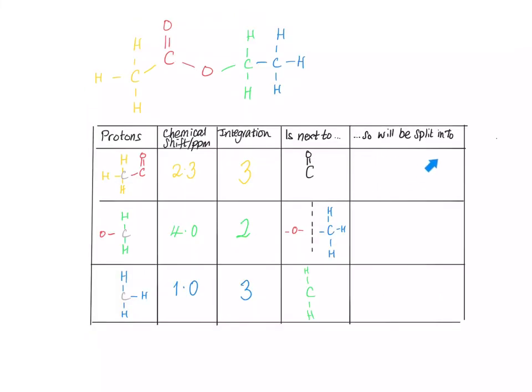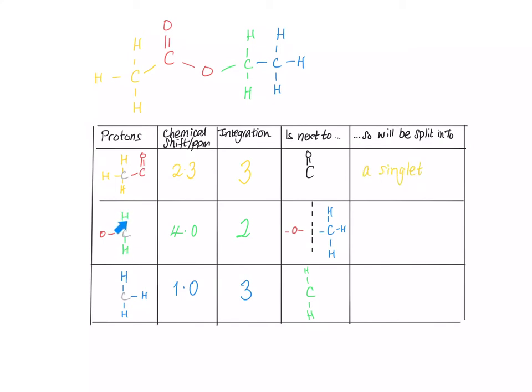So to work out how many lines this carbon here is going to split into, it's next to a C double bond O. A C double bond O has 0 hydrogens. So the n+1 rule says we add 1 to that number. 0 plus 1 is 1, which means that these protons here will be split into one line. It'll be a singlet.